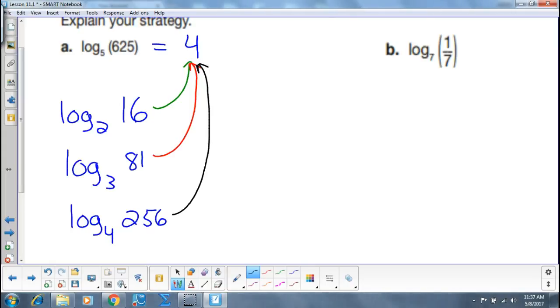You want to get another one? Log base 6 of 1,296. I think it's 1,296. Yep. So all those are equal to 4, right?